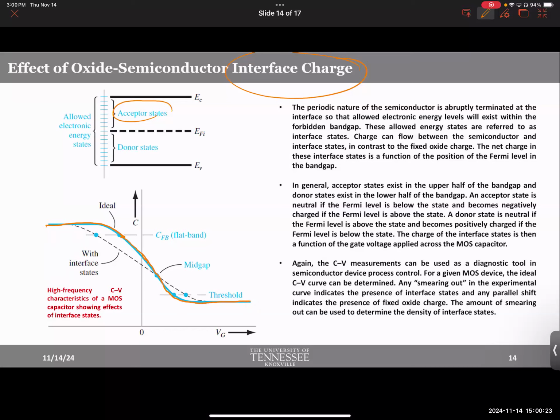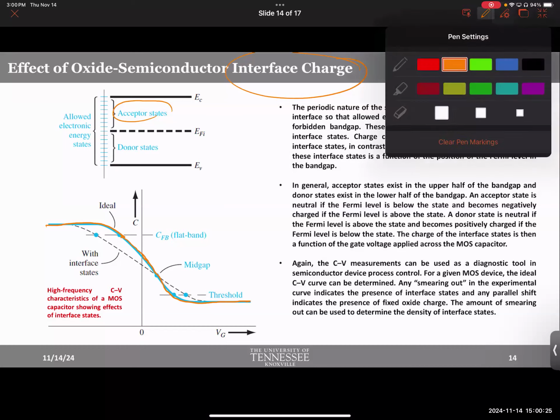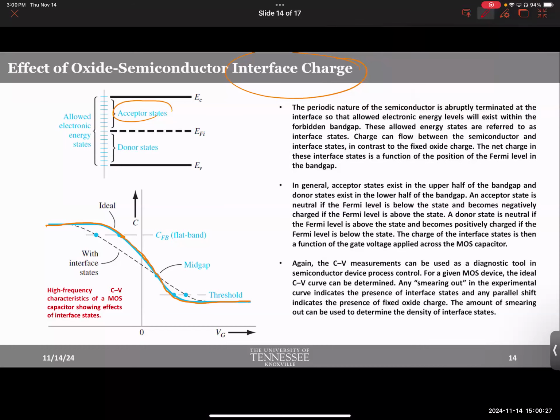If you have interface states, this CV will have a smearing effect, like flattening out. So if you have more flattening, you have more interface charges. That is a signature of having interface state charge.